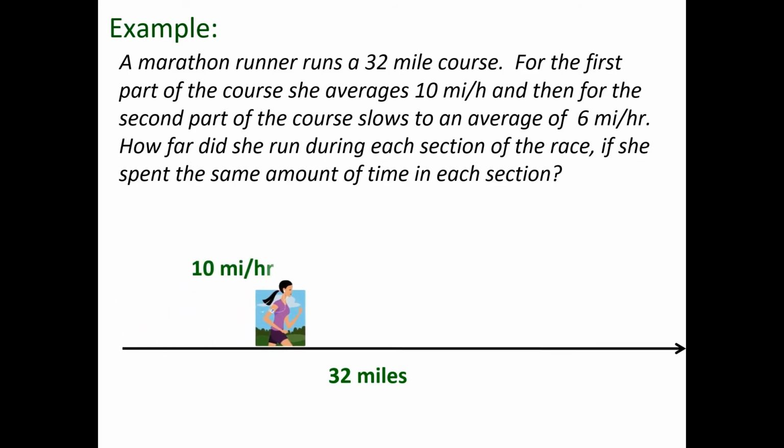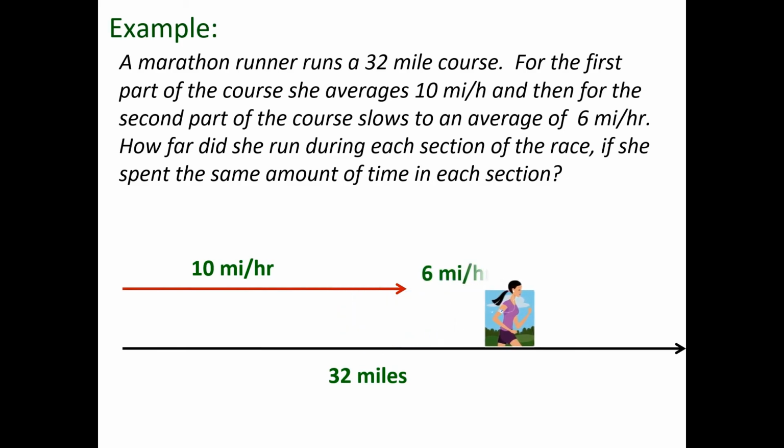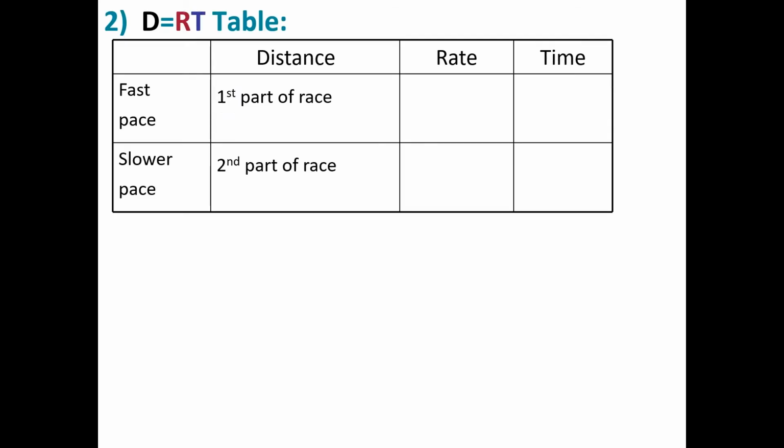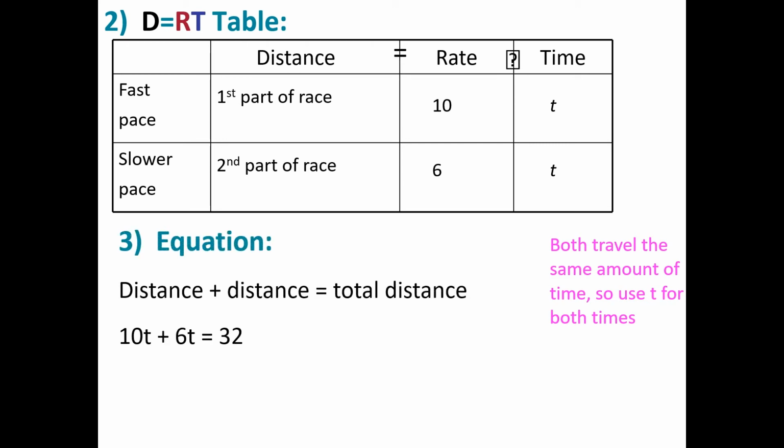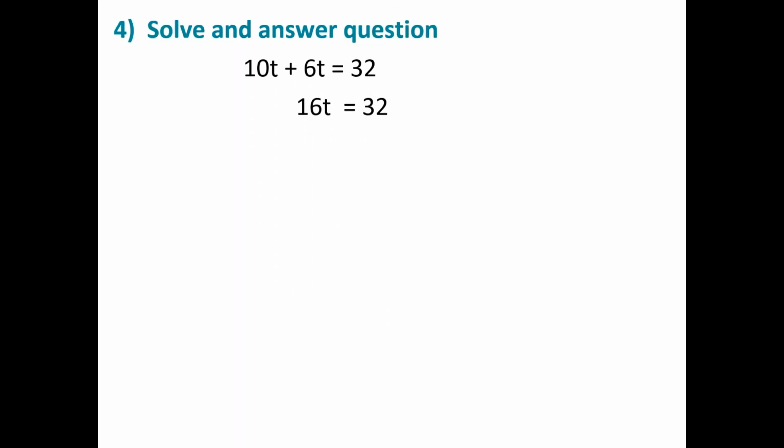Here's my photo of it. So she went some distance at 10 miles an hour. She went some other distance at 6 miles an hour. Grand total, she went 32 miles. So the first part of the race is 10. Second part of the race is 6. We know that she spent the same amount of time in both. So time is just t. And if we added it together, we would get 32 that she went. So 10t plus 6t gives me 16t, which means she did 2 hours in each section.